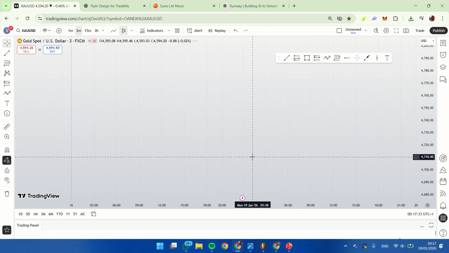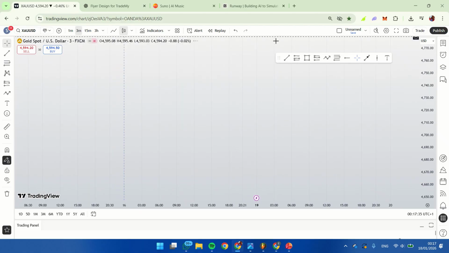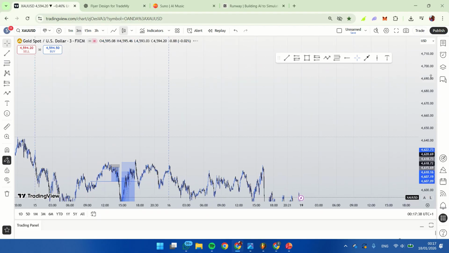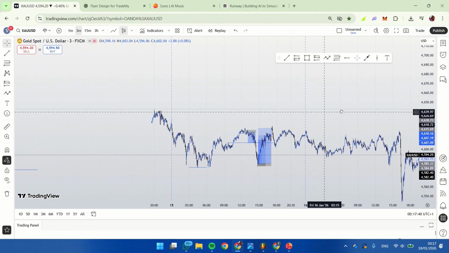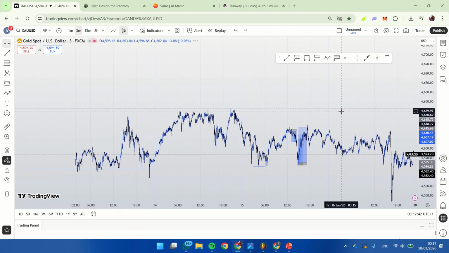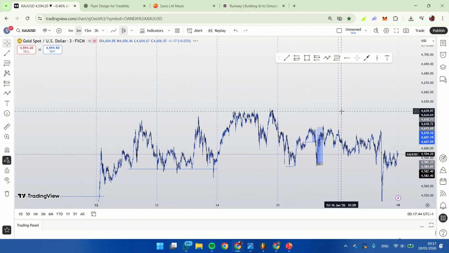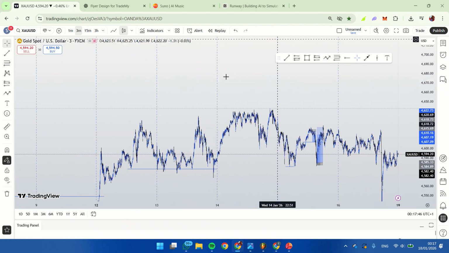So let's go to the chart so that I'll show you. I'm going to the gold chart. If you have been following me for a while, you will know that I trade just gold, just gold, just gold.